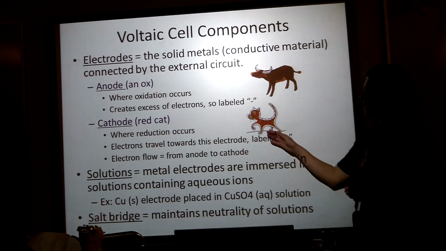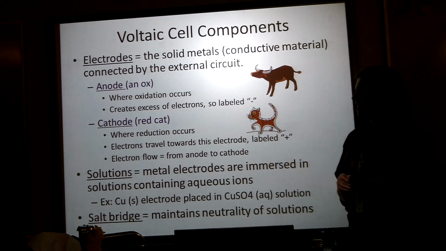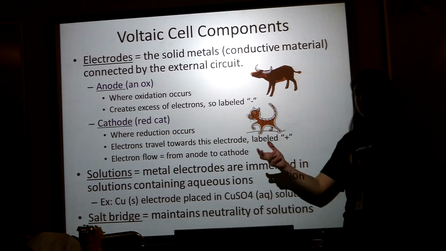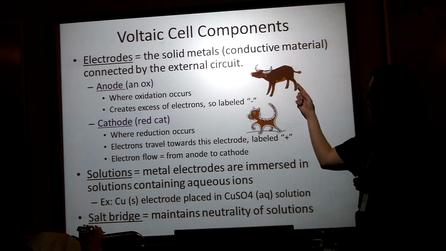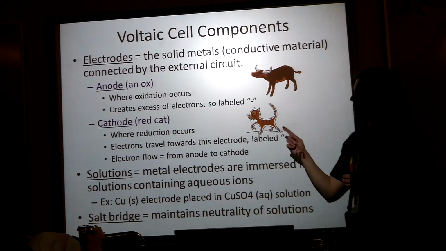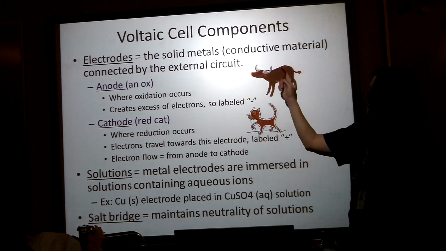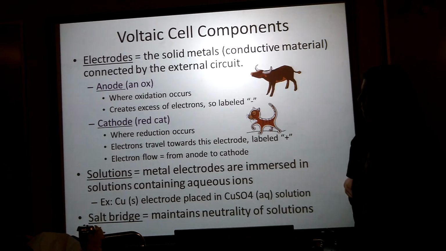And the cathode is where reduction occurs and electrons are flowing towards reduction. Remember, reduction takes electrons, so often we label that side positive. And a way to remember it is an-ox red cat. So reduction at the cathode, anode is oxidation.